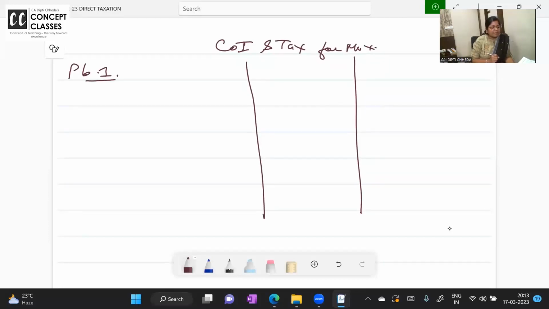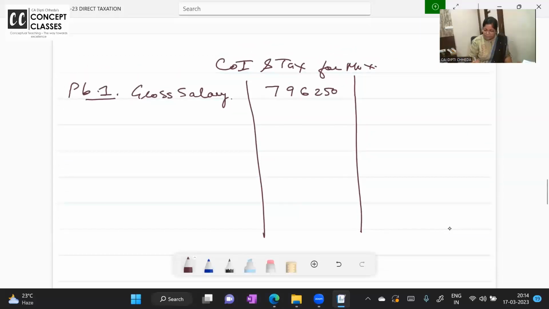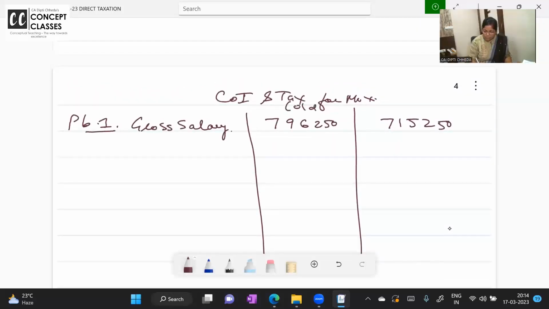The basic salary will be like, he has worked for only 9 months, and 40,000, so 4 9s are 36 and so on. Directly, I want all of you to start from gross salary, because going through each and every allowance in detail is also not desirable now. Just take the figures I'm giving. 796,250 is here, and 715,250 is here. This is old regime and this is 115BAC new regime.